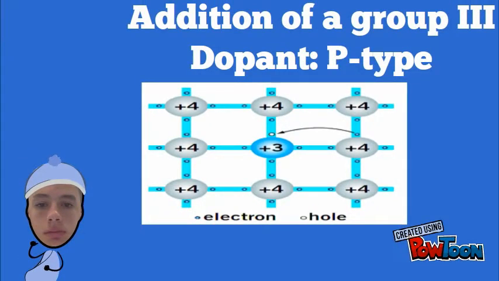which is able to act as a positive charge carrier in the valence band. This increases positive charge carrier density, increasing conductivity. The majority of charge carriers are positive, so it is called p-type.